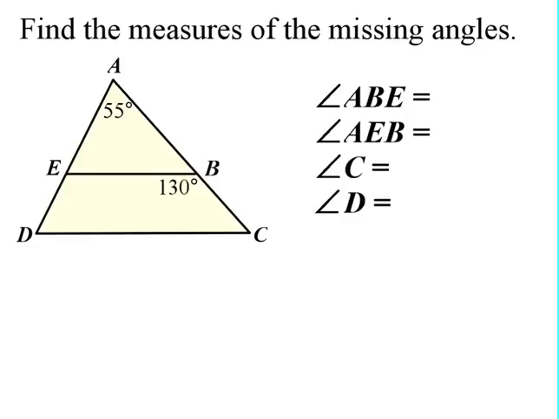I bet you can already start and tell me what one angle is. The one down D. Don't neglect, there's an obvious one, and it's on the right side. What's this angle right here? So that one is ABE. So ABE is 50 degrees.